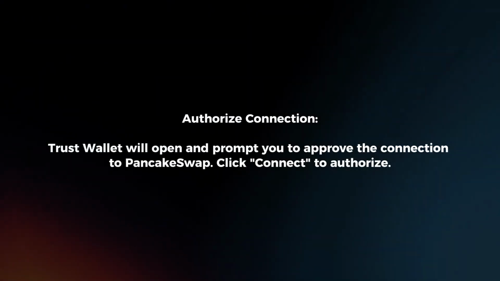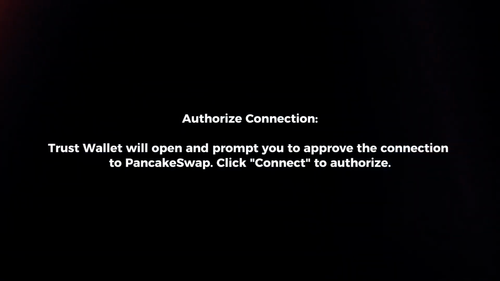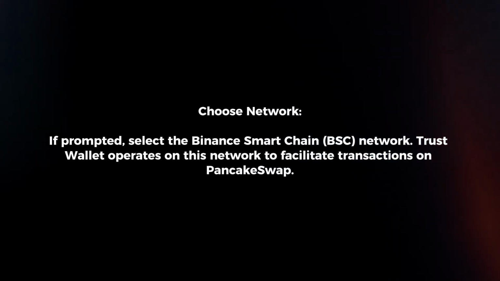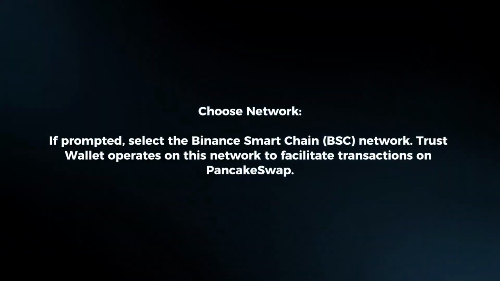Authorize connection. Trust Wallet will open and prompt you to approve the connection to PancakeSwap. Click Connect to authorize. Choose network. If prompted, select the Binance Smart Chain network. Trust Wallet operates on this network to facilitate transactions on PancakeSwap.